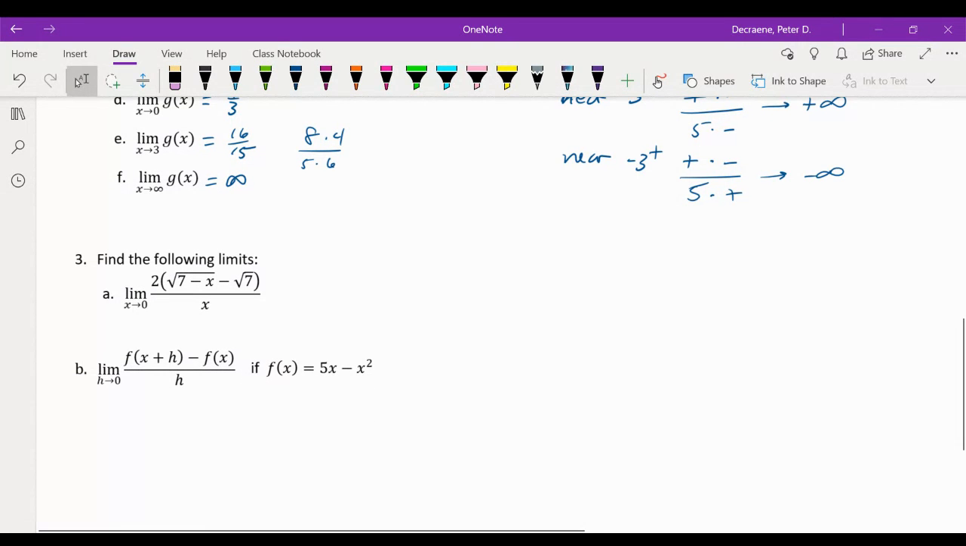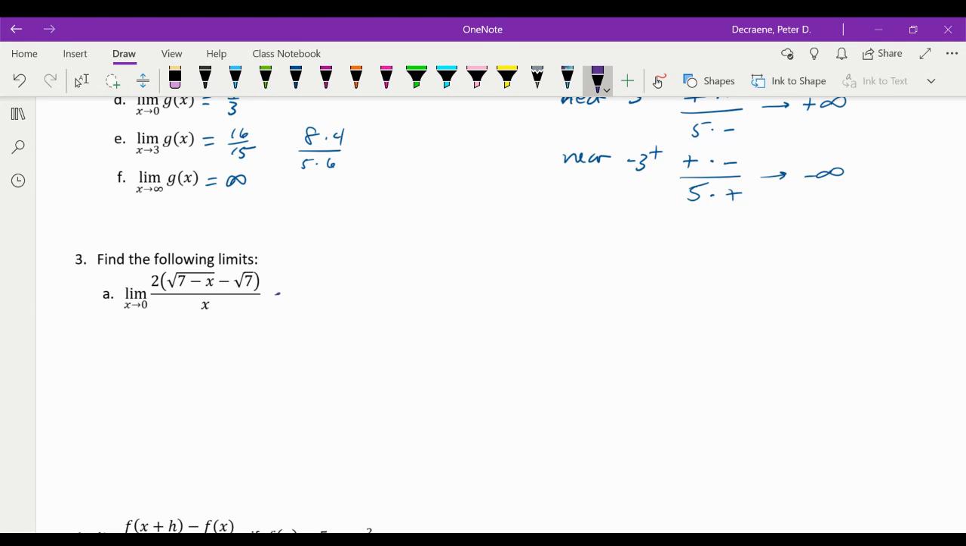Problem number 3, I'm going to get a little bit more room on this one. Remember when there's a radical involved, it is often helpful to multiply the numerator and denominator by the conjugate of the thing you're trying to get rid of. Well, let's check it out first.